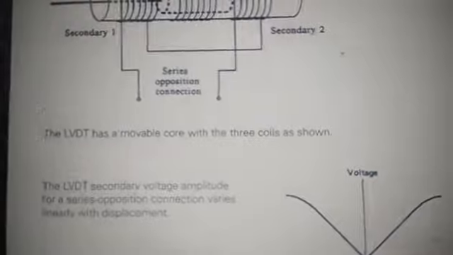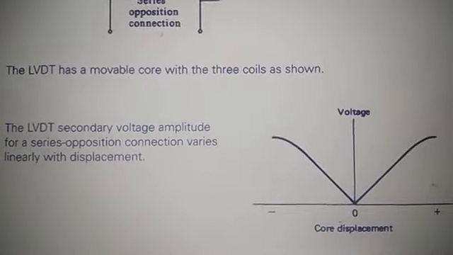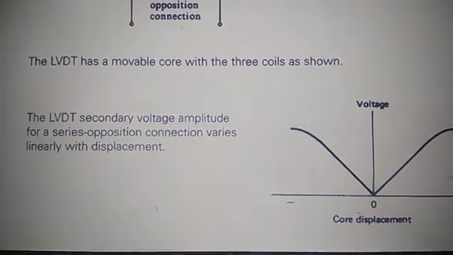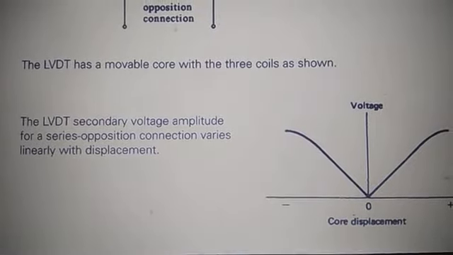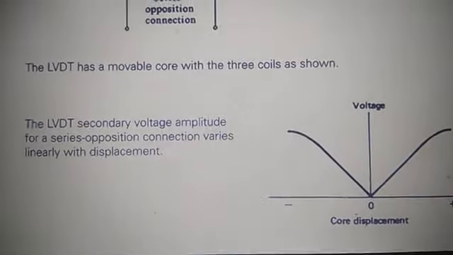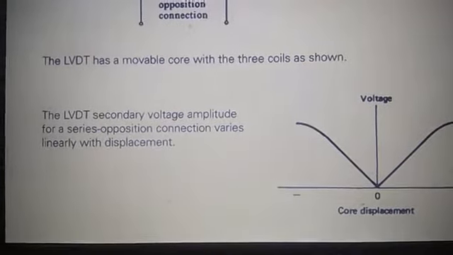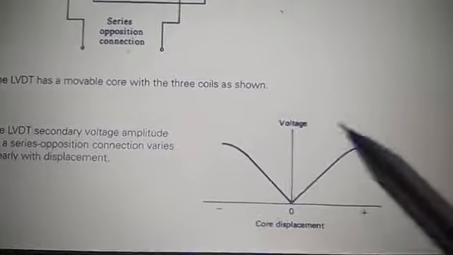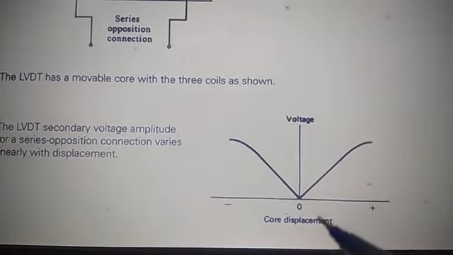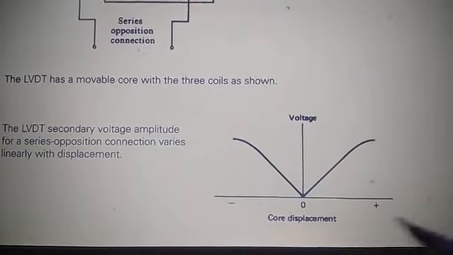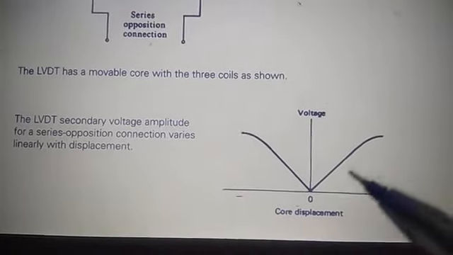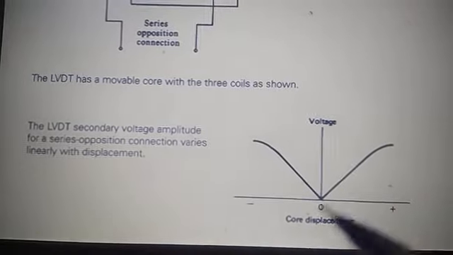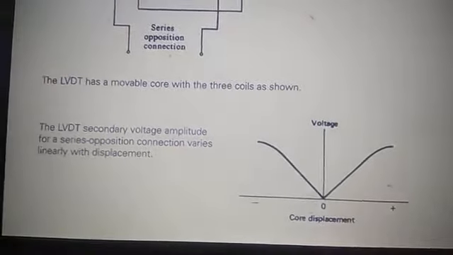And here you can observe the LVDT core displacement. The LVDT secondary voltage amplitude for a series opposition connection varies linearly with displacement. This is voltage, and if this core is moved towards the right, the output voltage will increase linearly like this. If you move towards the left side, the output voltage changes linearly like this.